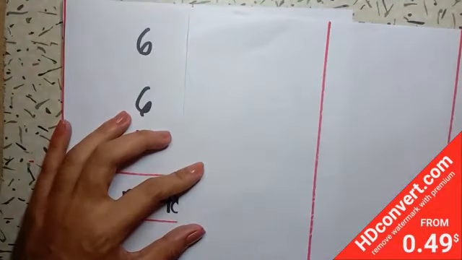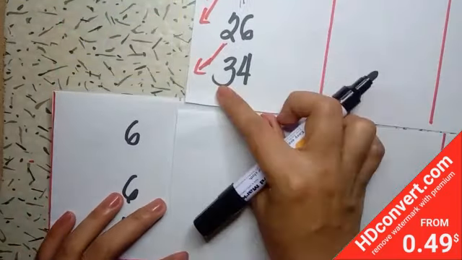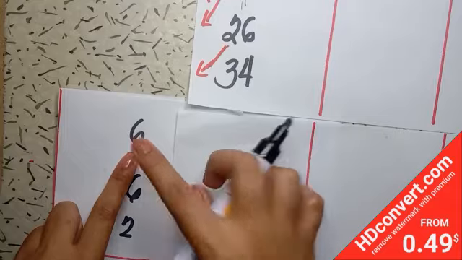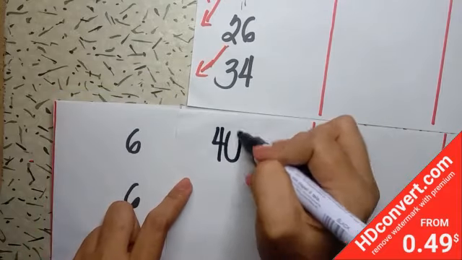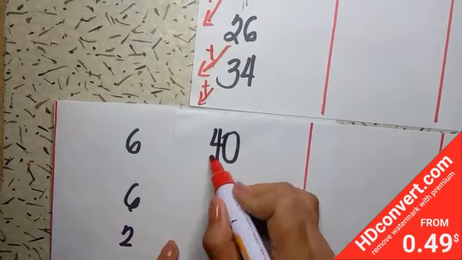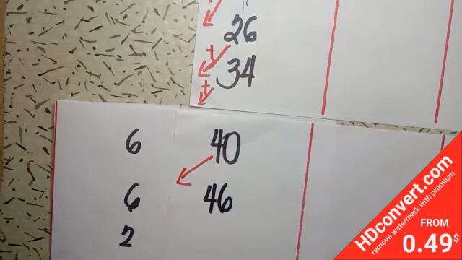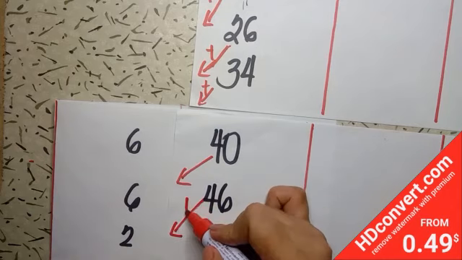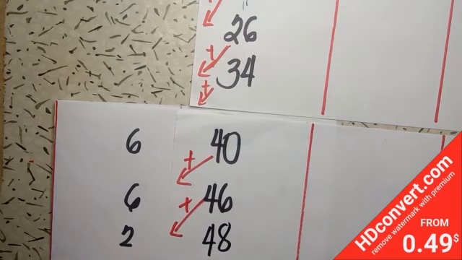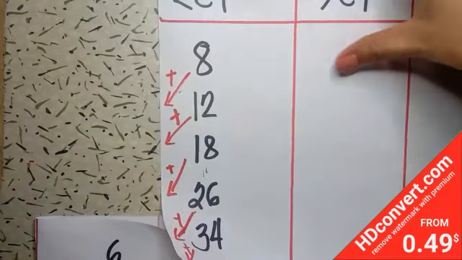So, the 34 that we got earlier, add it to 6. So, 34 plus 6 is 40. Then the 40, add it to 6, we have 46. Then the 46, add it to 2, we have 48. So, this means this is now our less than cumulative frequency.